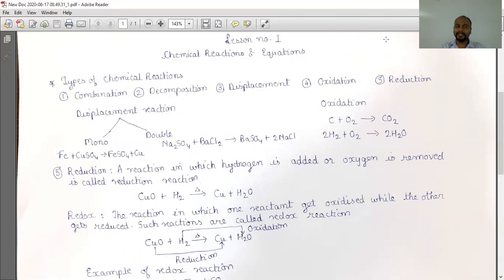Here, iron has displaced copper. The equation of it is Fe plus CuSO4 gives you FeSO4 plus Cu. This is an example of mono displacement.